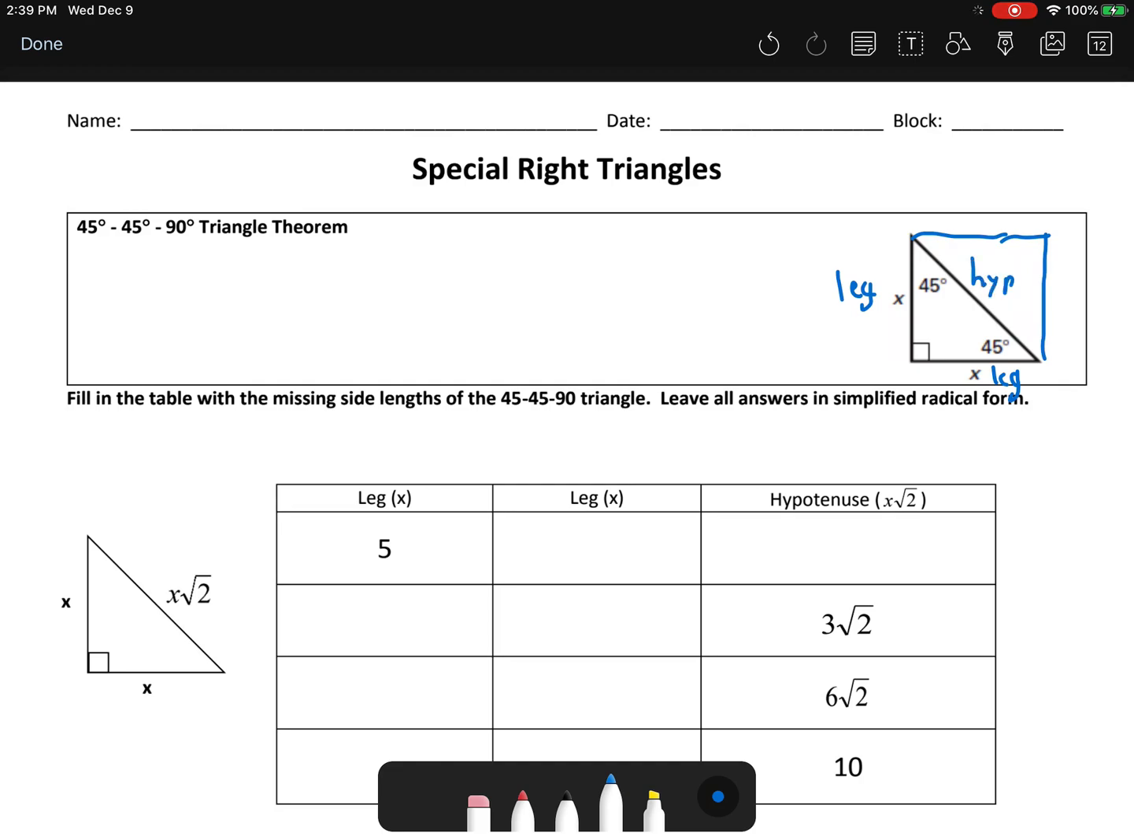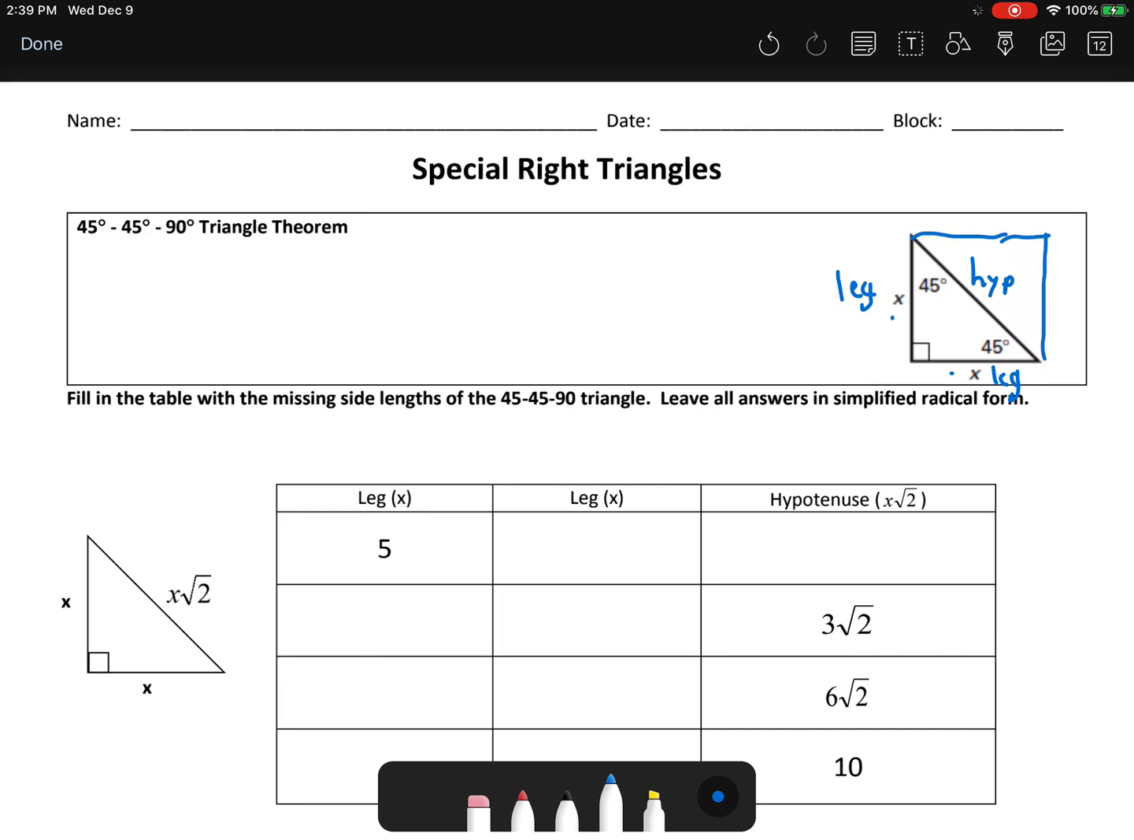Now the hypotenuse has a different bend to it. It's also going to be a common answer, okay? So let's look at this and think, how are we going to find the hypotenuse? Well, let's just think about it. What if the legs were 1? What if these were 1?